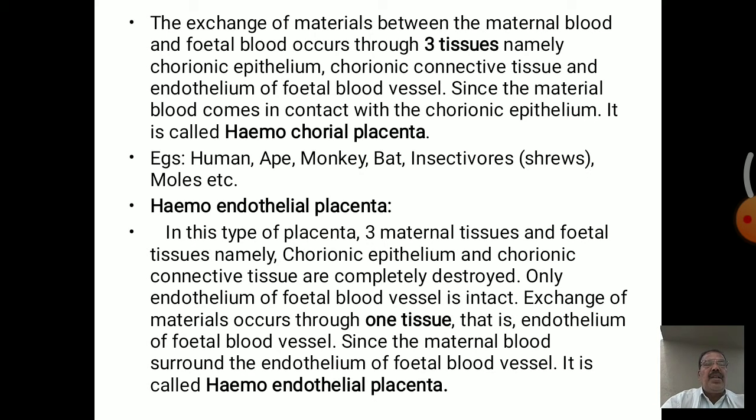Next one is hemoendothelial placenta. In the hemoendothelial placenta, three maternal tissues and a fetal tissue, namely chorionic epithelium and chorionic connective tissue, are completely destroyed. Only endothelium of fetal blood vessel is intact. Exchange of materials occurs through one tissue, that is the endothelium of fetal blood vessel. Since the maternal blood surrounds the endothelium of fetal blood vessel, it is called hemoendothelial placenta.